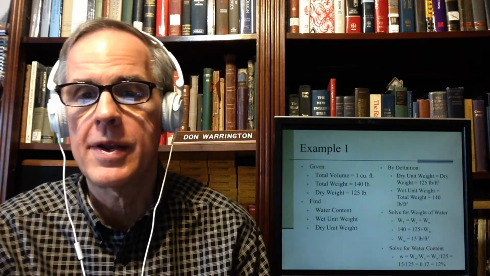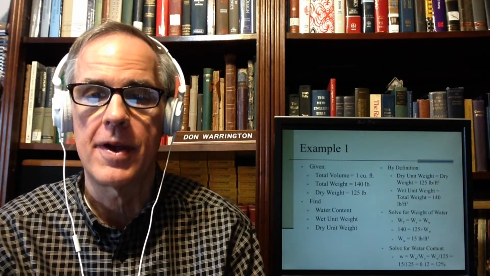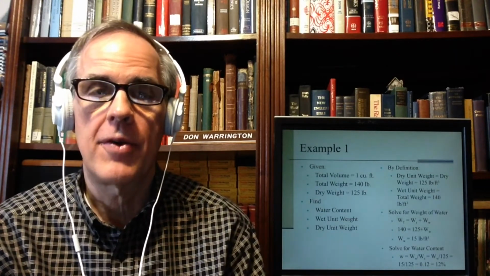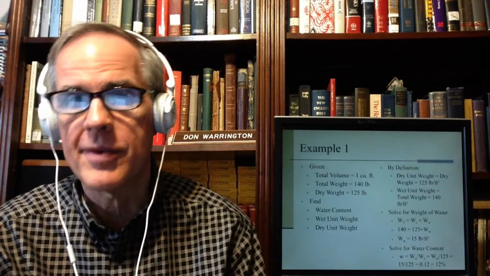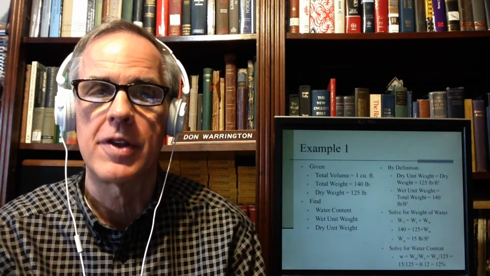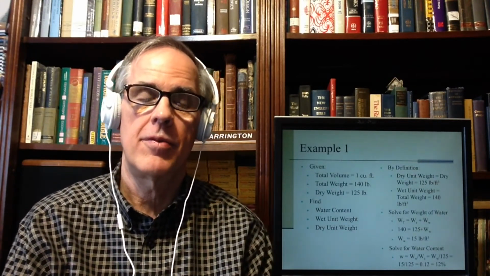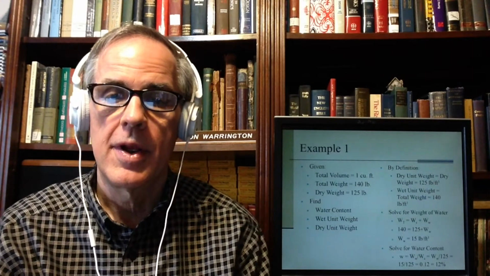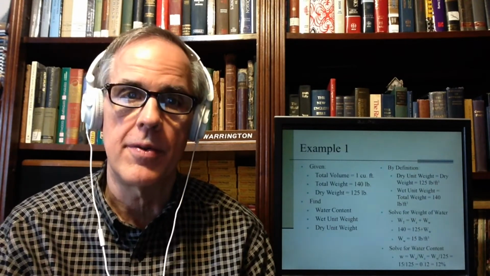The total weight is 140. In that 1 cubic foot is 140 pounds, and the dry weight is 125 pounds. You get from a wet unit weight to a dry unit weight most of the time by putting it in an oven, either a conventional oven like we use in our lab, or a microwave, and getting rid of the water, then getting a dry weight. You want to find the water content, the wet unit weight, and the dry unit weight.